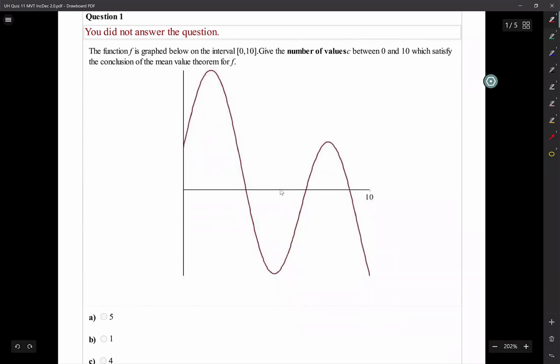The function f is graphed below on the interval 0 to 10. Give the number value c between 0 and 10 which satisfy the conclusion of the mean value theorem. Do you guys understand this question? Not even a little bit? Write down the mean value theorem.